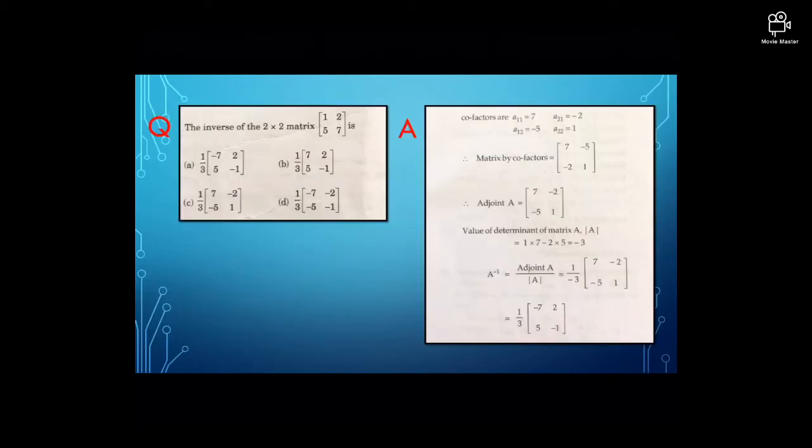Moving on to the next question: the inverse of the 2 by 2 matrix [1, 2; 5, 7] is what? Just find the cofactors. The easy way for cofactors we all know, as I said earlier, or otherwise you can find them like this. So we are getting 7, minus 2, minus 5, 1. That's the adjoint. Adjoint A is [7, minus 2; minus 5, 1].